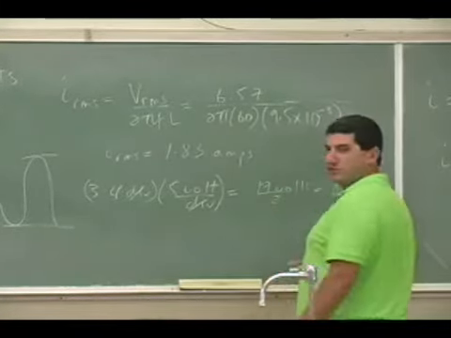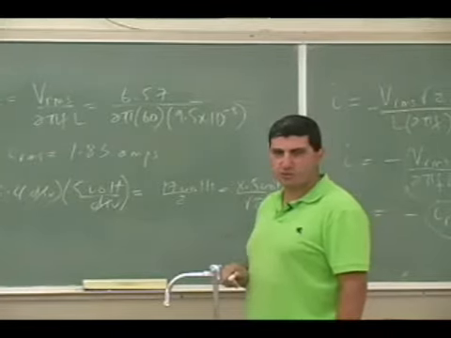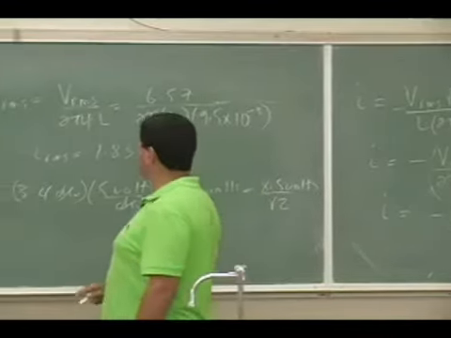Divide that by root 2, right? Because that's the root mean square. That should give you 6.57.